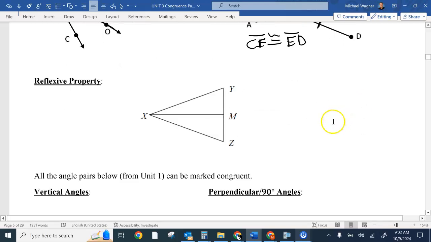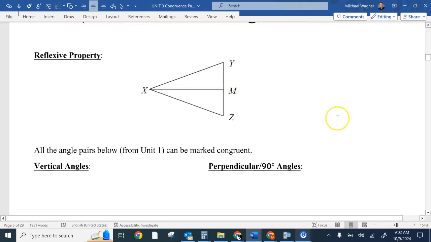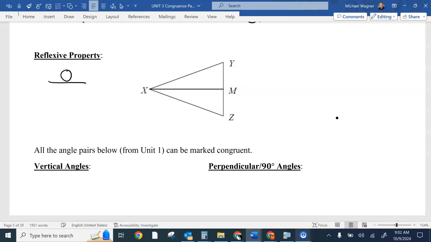Okay. Next, reflexive property. So reflexive property, think about it like a mirror. When you look in a mirror, what do you see? You see yourself, right? So the same thing you see over here, you see over here. It's the same, right? It's congruent, really, because it's not literally the same, but it's a reflection of it. What does that mean? It means that one thing is more than one thing at once. So XY is just XY.